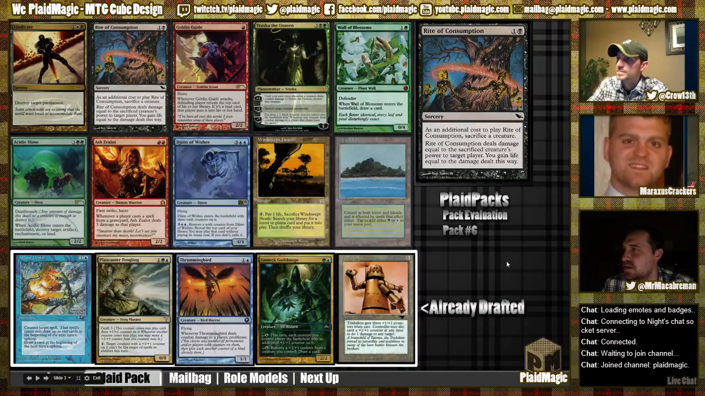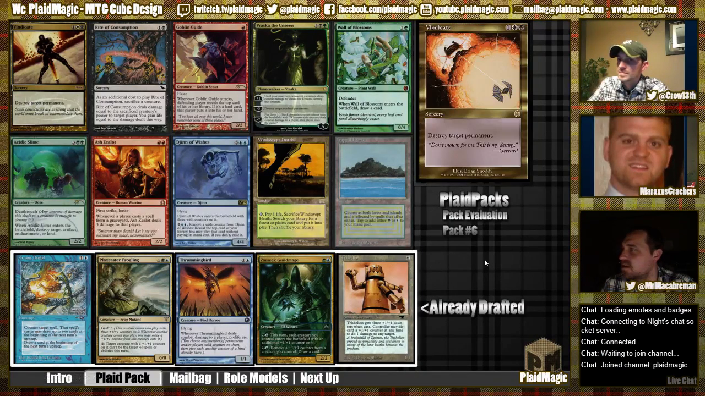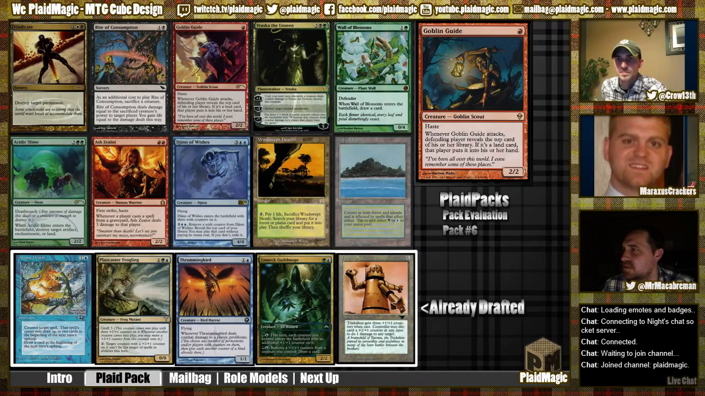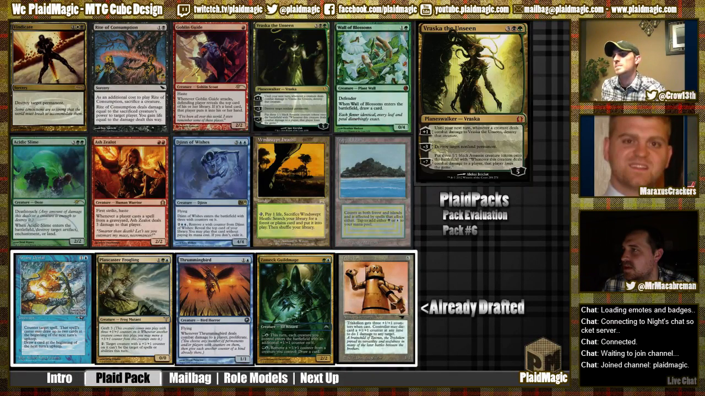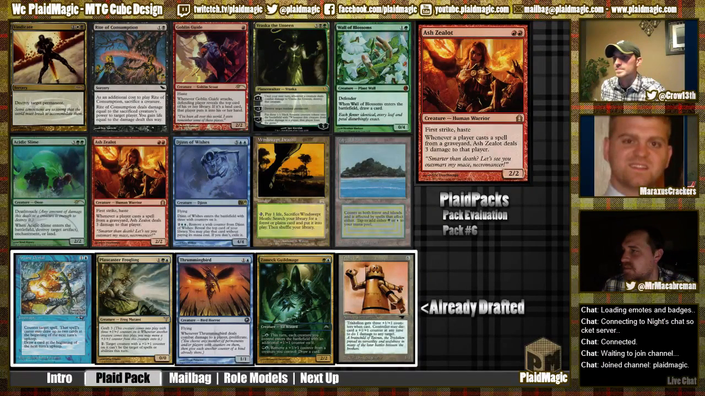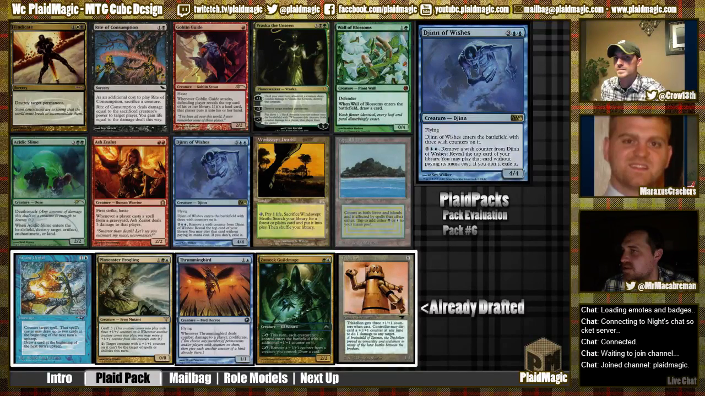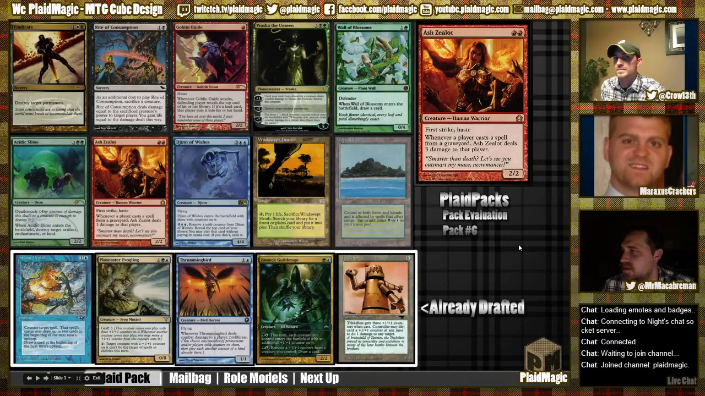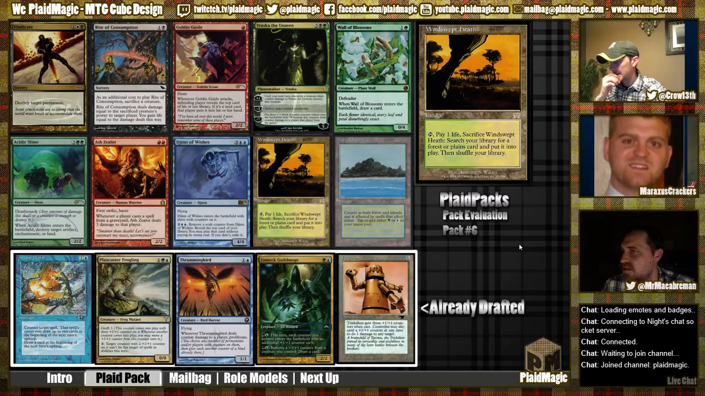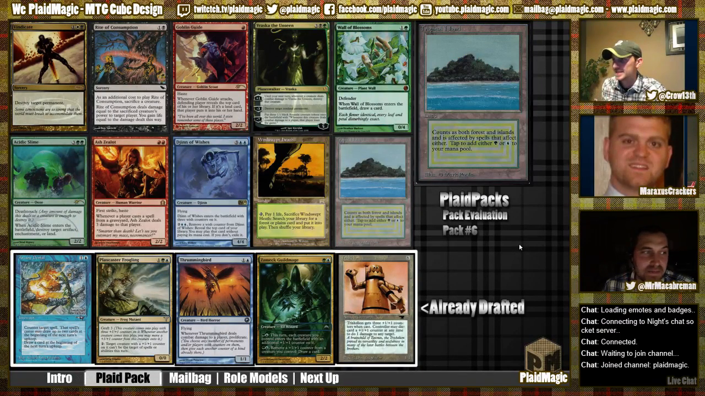And for the cards that you get passed in the next pack, we have Vindicate, Rite of Consumption, Goblin Guide, Vraska the Unseen, Wall of Blossoms, Acidic Slime, Ash Zealot, Djinn of Wishes, Windswept Heath, and Tropical Island. Hit it.